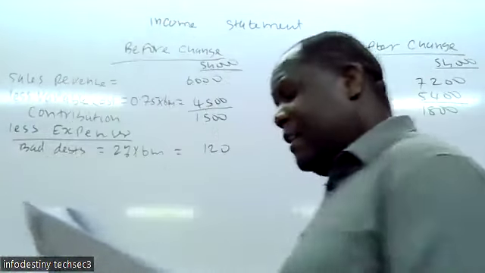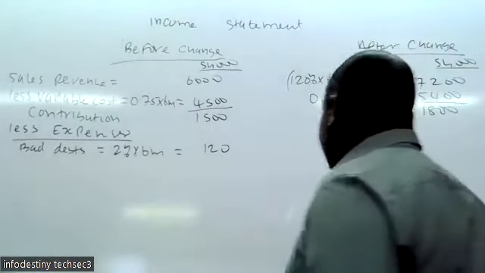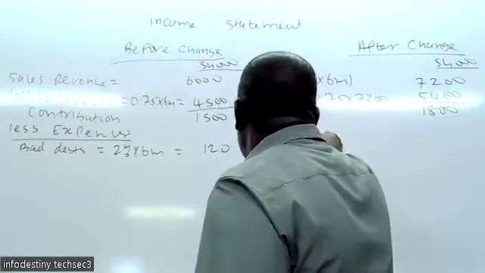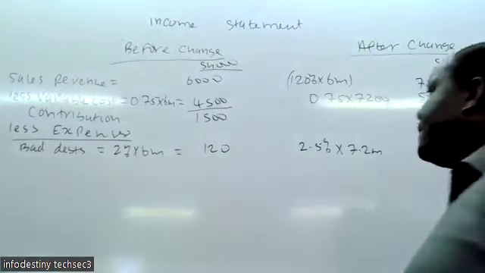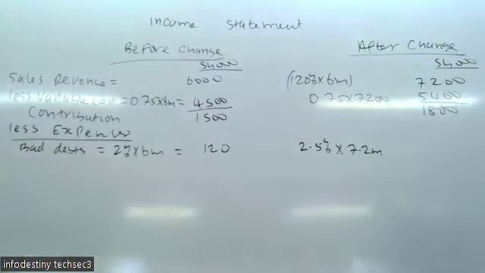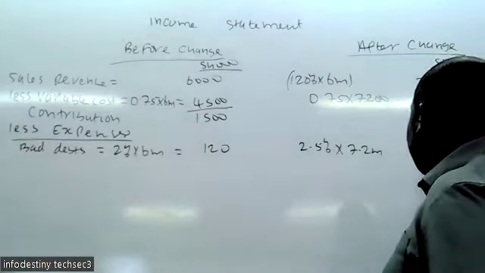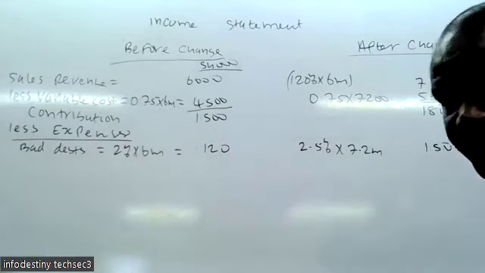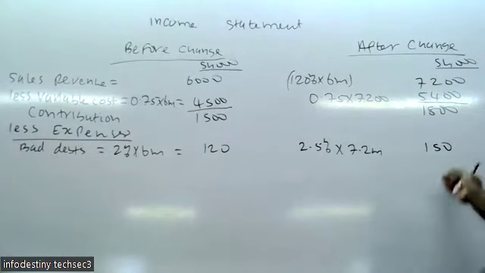Then, and it is changing to what percent? So get 2.5% of the 7.2 million. Sorry. Get 150. Then the next expense there is 180.